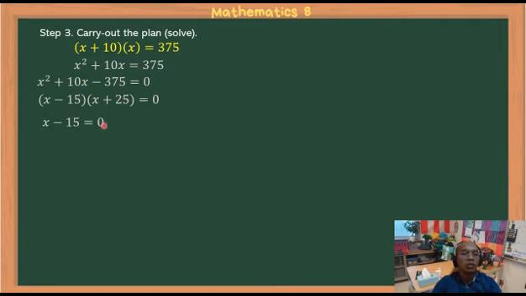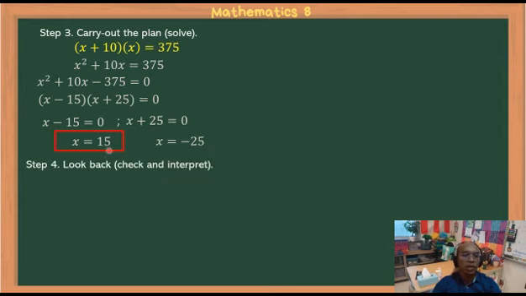So equate each factor to 0 by virtue of the zero product property. So x minus 15 is equal to 0 and x plus 25 is equal to 0. Solve for x. So x is equal to 15 and x is equal to negative 25. So there are two possible values of x, but in this case, we will take x equal to positive 15 because x represents the width of the rectangle. And since it is talking about the width, there is no width whose measure is negative. We call negative 25 an extraneous root.